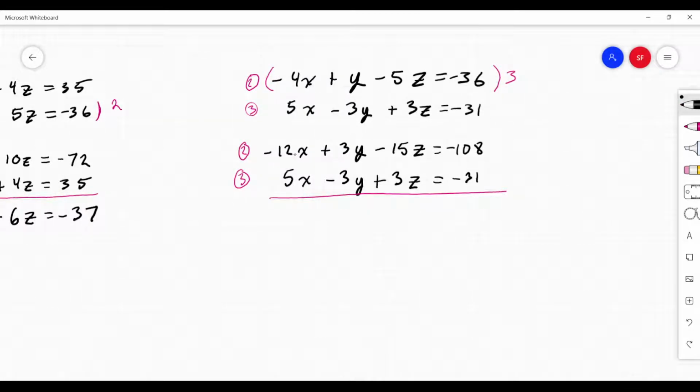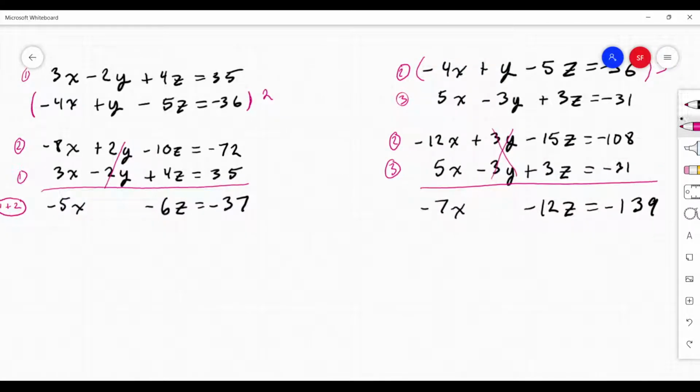All right, so negative 12x plus 5x is negative 7x. These middle ones cancel out, which is great because that's what we want to happen. And then negative 15z plus 3z is negative 12z. And then this last one, we have negative 108 plus negative 31. So we have negative 139. All right, now this one we're going to label as 2 plus 3.